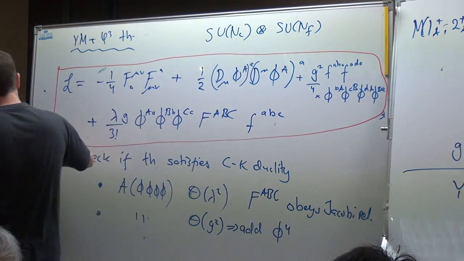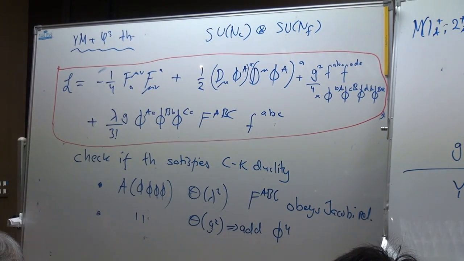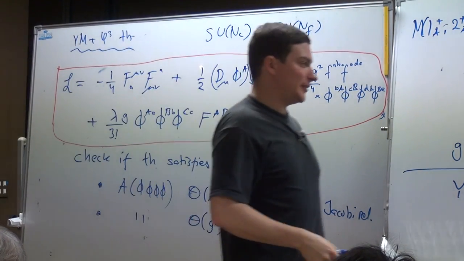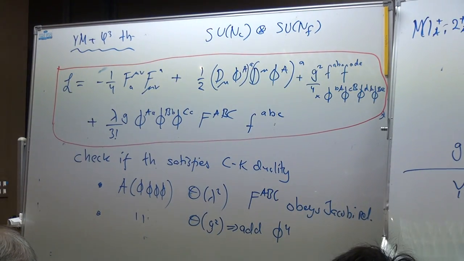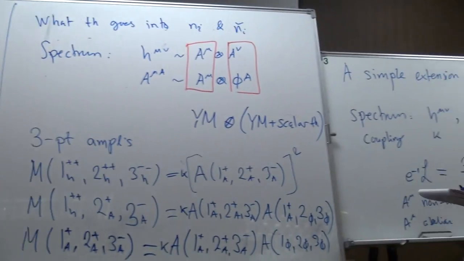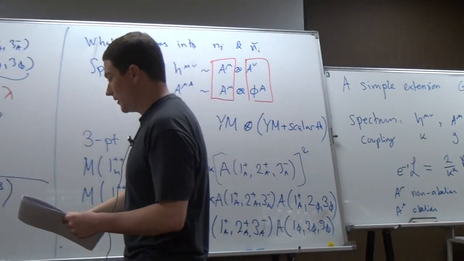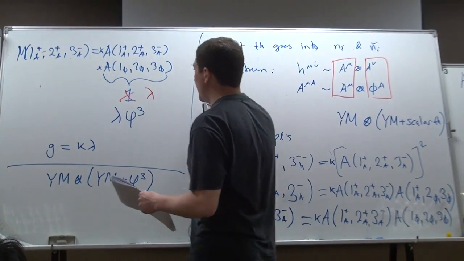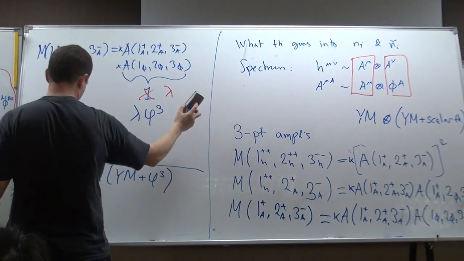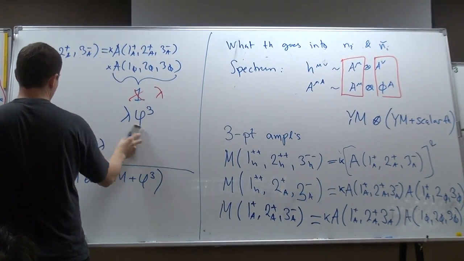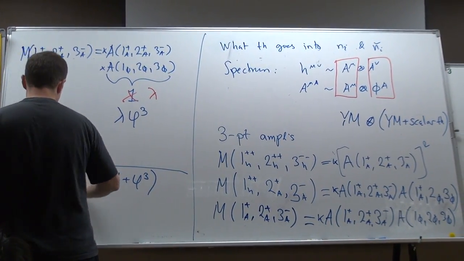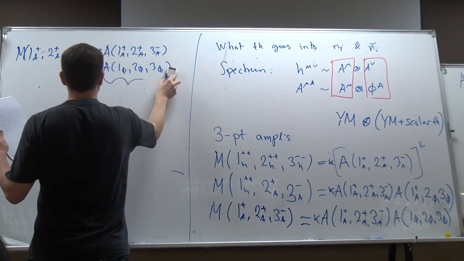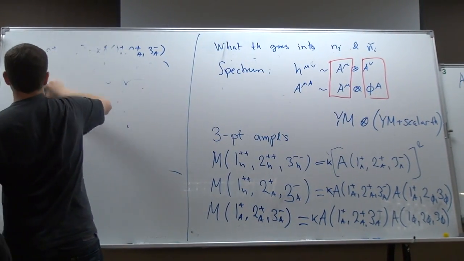Now we have convinced ourselves that this is a good theory to look at, but we still haven't convinced ourselves that this actually gives the right Yang-Mills-Einstein theory when you double copy it. So that's the claim. I think I can erase this. We want to claim that this is the right theory and then see what we can do to check it.